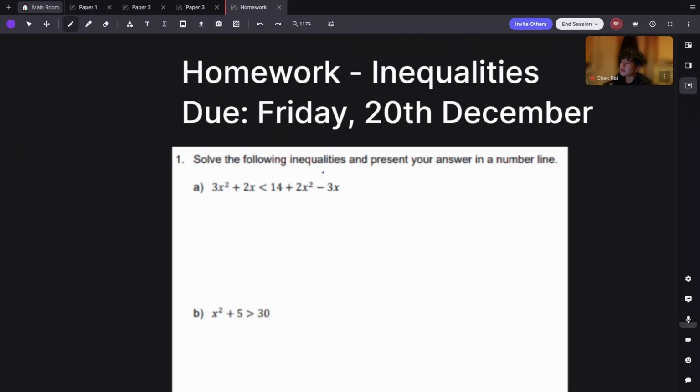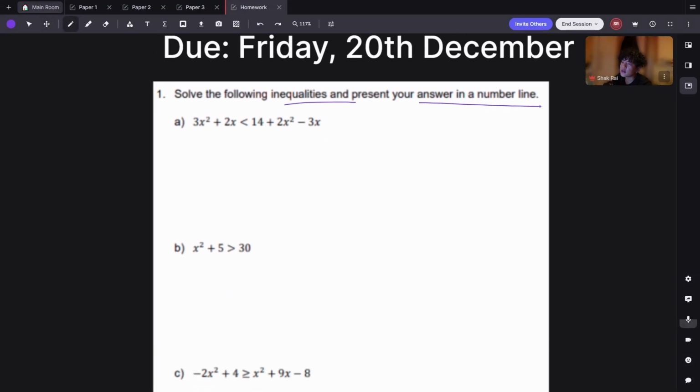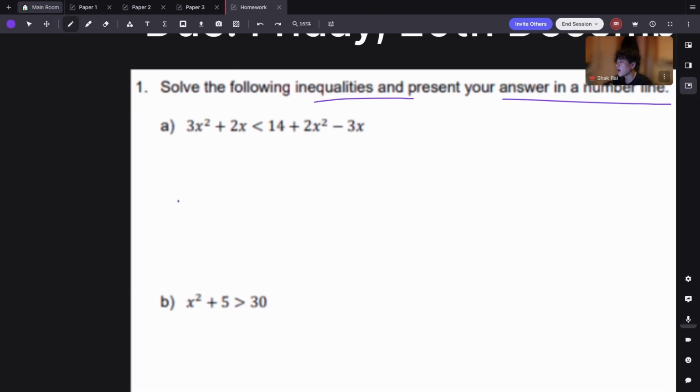Okay, so we have the inequalities homework now. We need to solve the inequalities and present the answer on the number line. I'm going to put everything on one side, so that everything on the right hand side is on the left hand side, just because I can see that the highest coefficient of x squared is 3. So I have x squared, and then minus becomes positive, plus 5x minus 14 is less than 0. My fault.